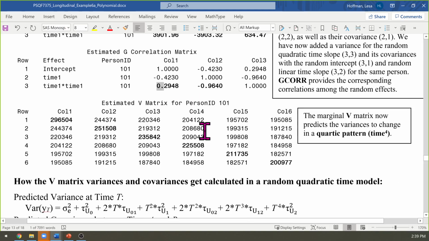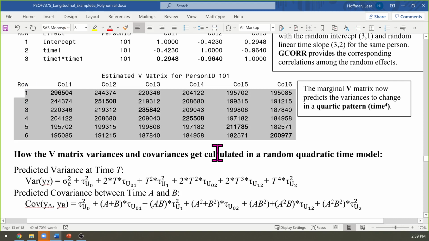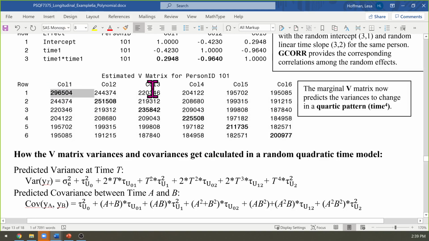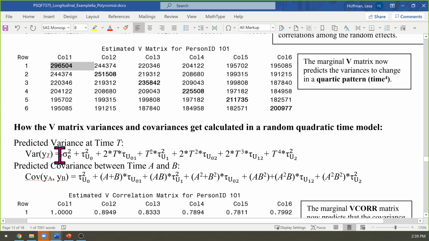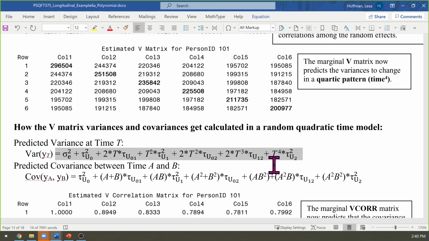So the new pattern that is created in my V matrix, what the random quadratic time slope is doing behind the scenes is allowing a 3rd source of person dependency, which is a non-constant source that is a function of time to the 4th power, actually. So the diagonal of this V matrix right here, where that came from, is that ugly thing, where t is time. So the random quadratic time slope model predicts that variance changes quartically.